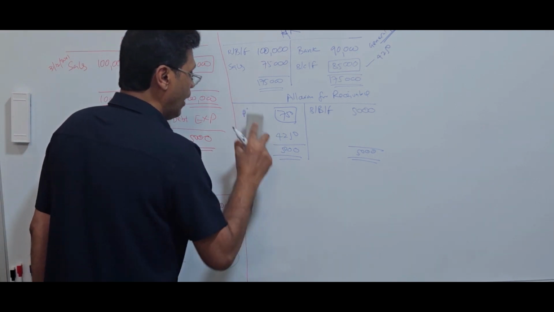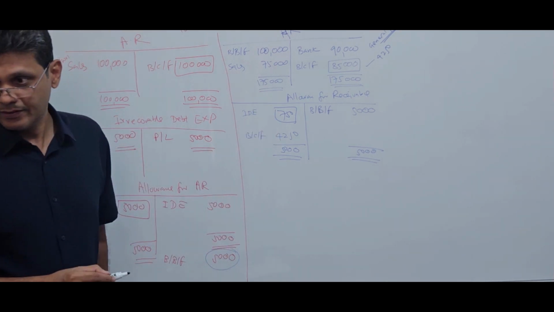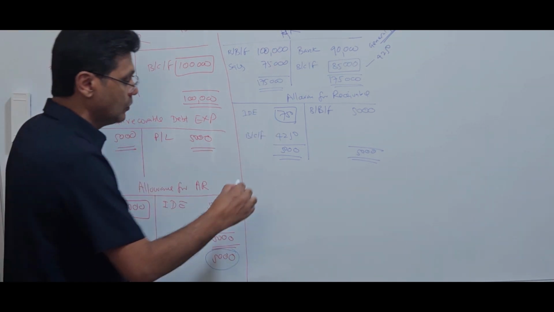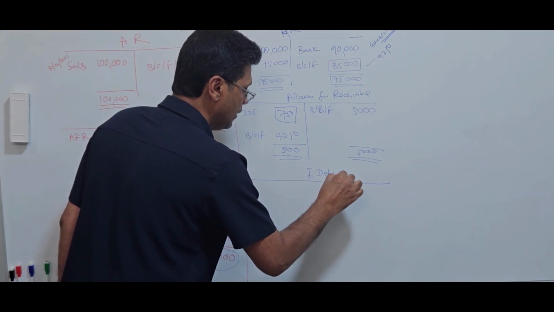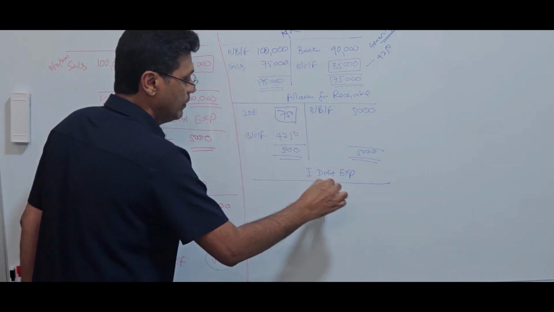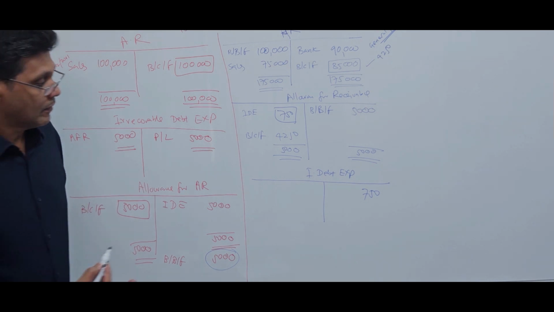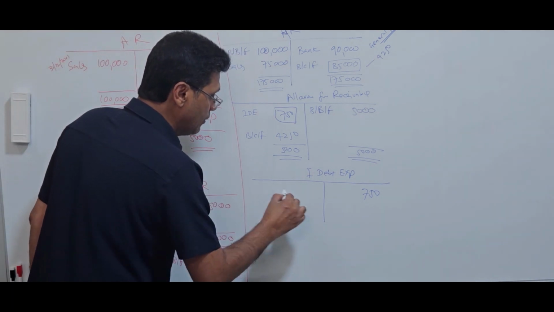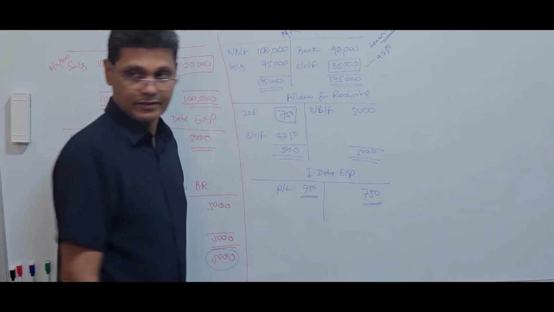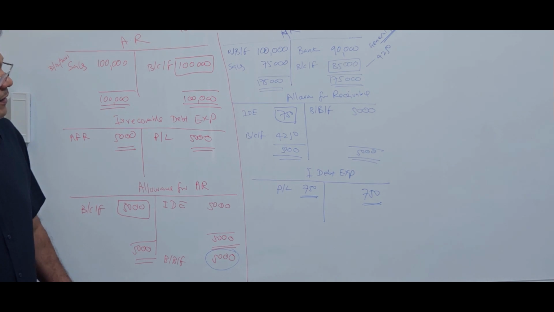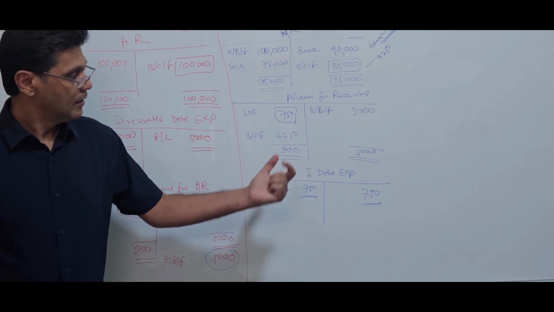Now where do you reverse? To the irrecoverable debt expense account, right? That has to be reversed, so the irrecoverable debt expense account has to be credited here. Now this is a credit balance, so this 750 will be transferred to the profit and loss account as a credit balance of 750. Is that clear? So you understand the concept of irrecoverable debt and the allowance for receivable.